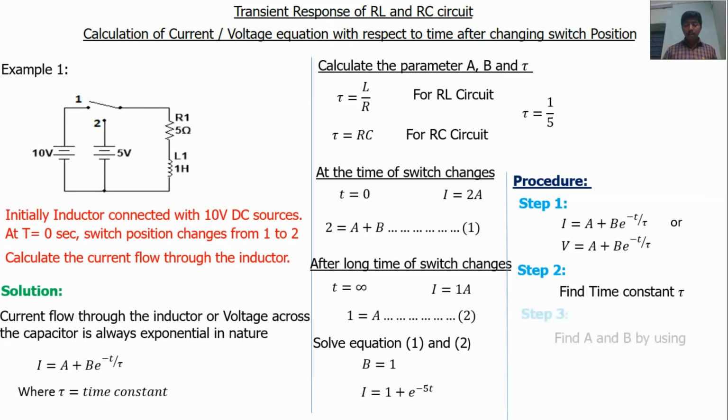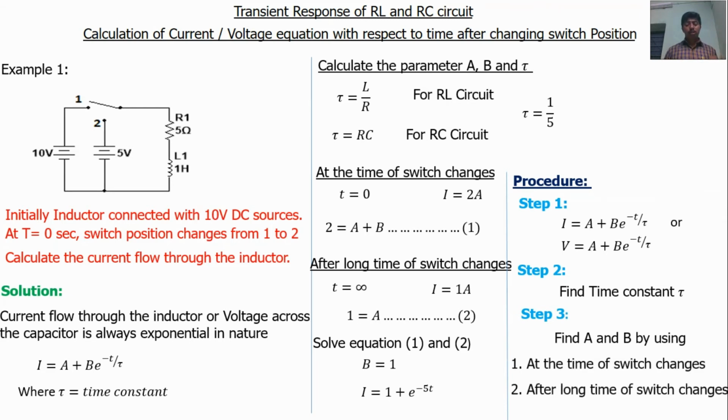Okay. Step 3, find the parameters A and B by using, first, at the time of switch changes what is the response, and second, after a long time of switch changes what is the response. By solving the two responses, we can find the parameters A and B. Okay, these are the procedures.